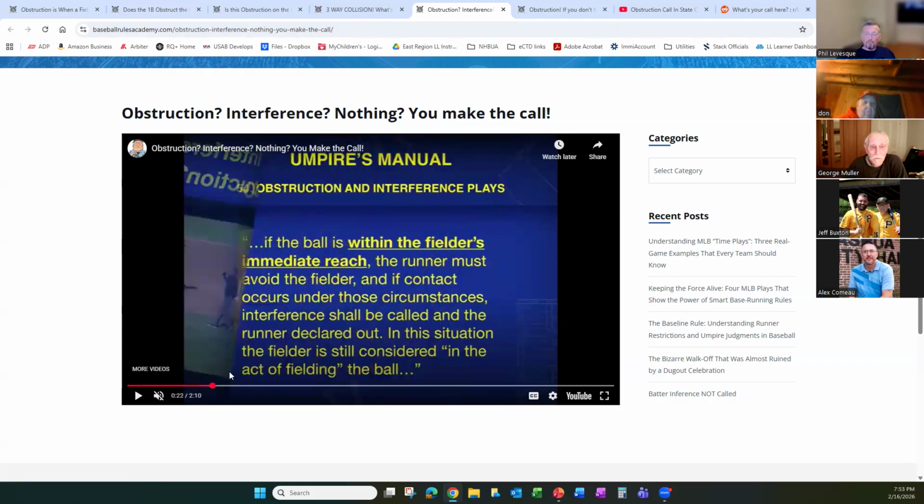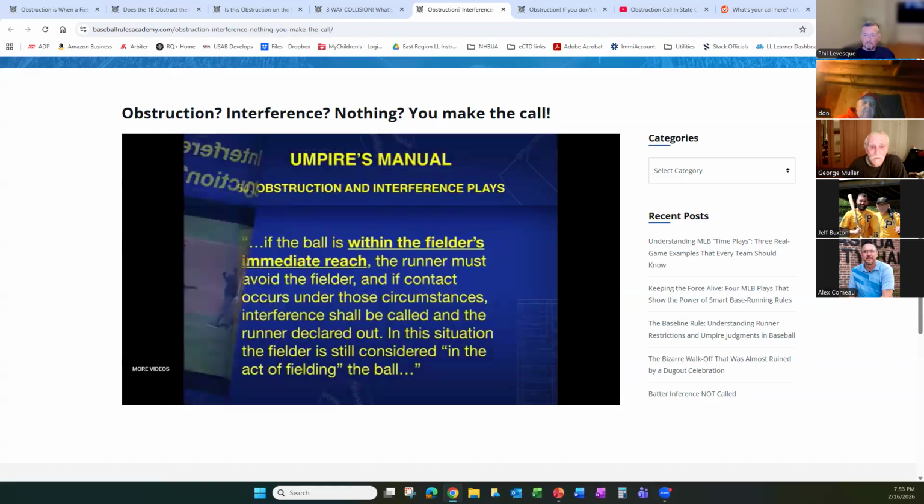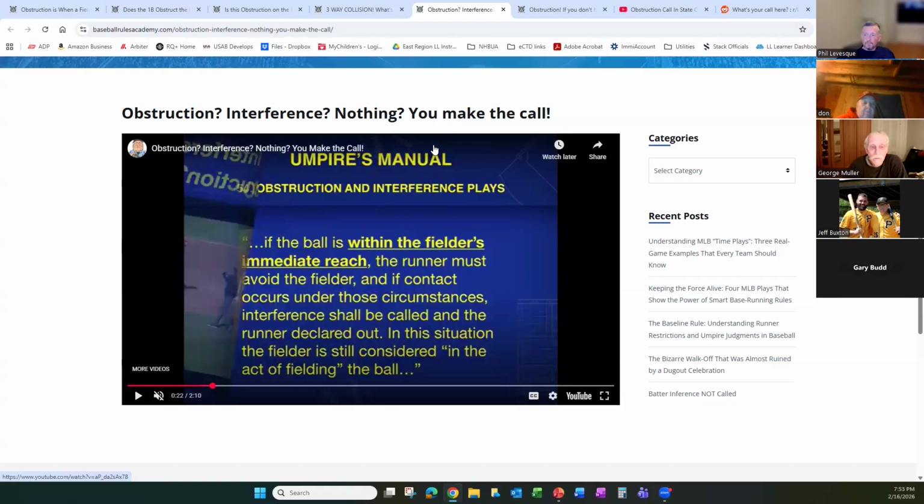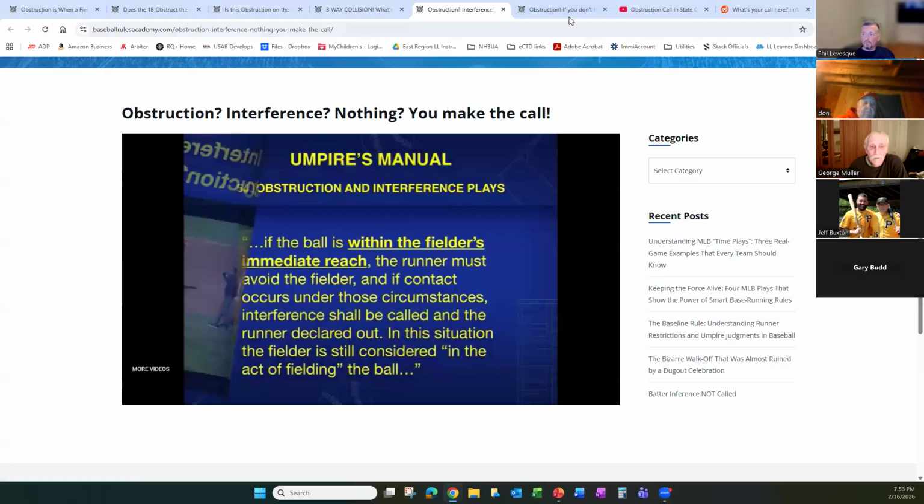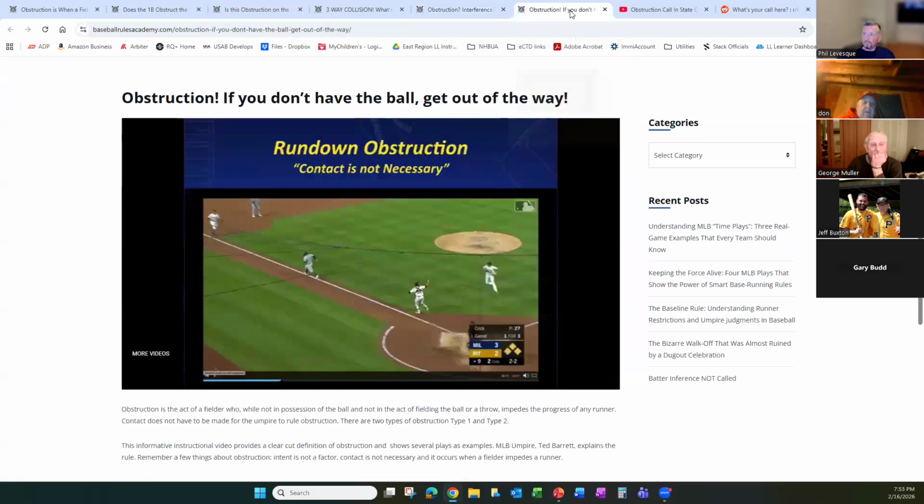So our umpire there is pointing at the runner, and he's going to call him out for interference. Because in this one it talks about the fielder's immediate reach. And that doesn't mean that he was right. It means that in his judgment, and you know what that means? That means he's right, because in his judgment, it was within reach. You got an out.